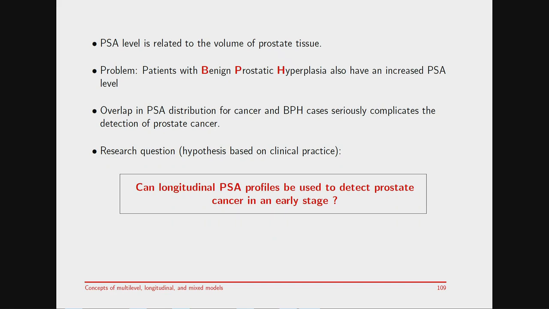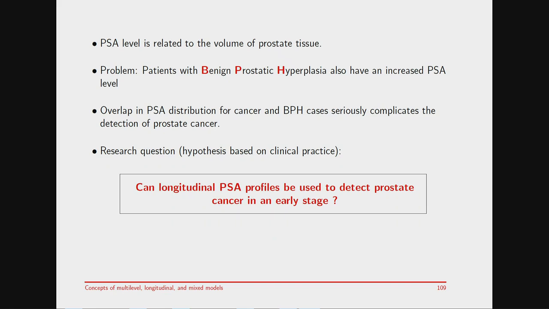But if you suddenly see an immediate, very steep increase, that would be an indication for cancer. Now, that was just a hypothesis. That was just clinicians who hypothesized this. Suppose you would want to set up an experiment to study this. What would you have to do?